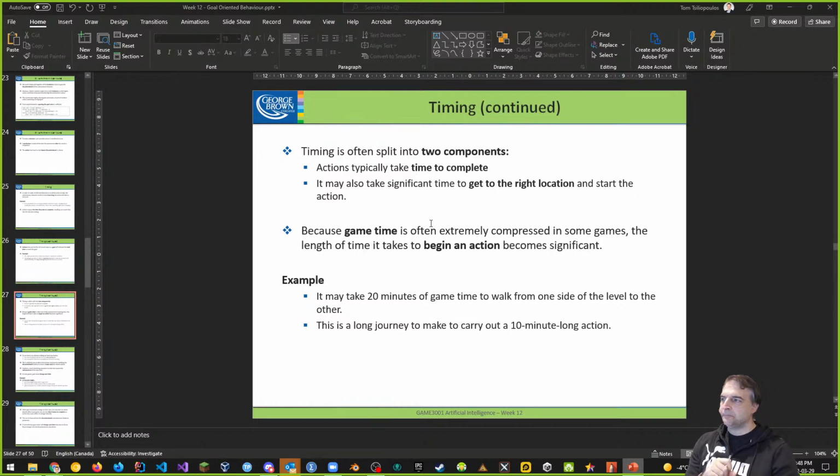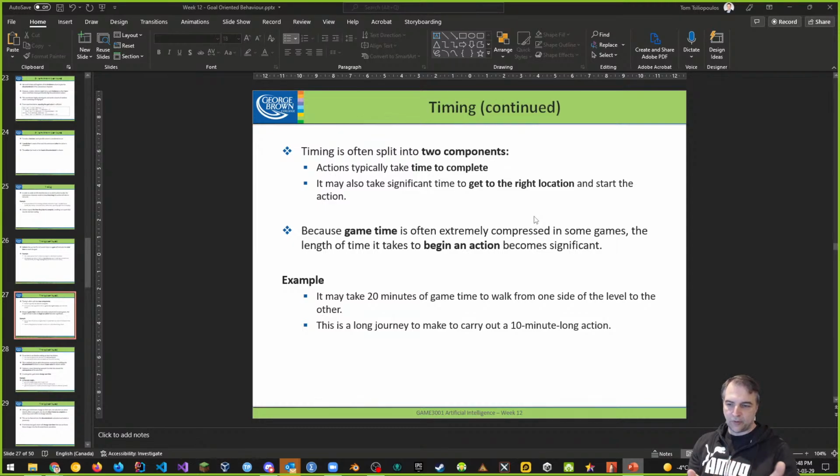So again, what you want to think about is that there are two components when it comes to timing. One of them is some kind of time to complete, and the other is that maybe you need to get to the right location to meet the criteria to start that action. Maybe I can't cook the food right now where I am. I can't cook it just randomly. I need some kind of cooking station available to me, right? And that's available in many games. Valheim is a good example of where you need a cooking station.